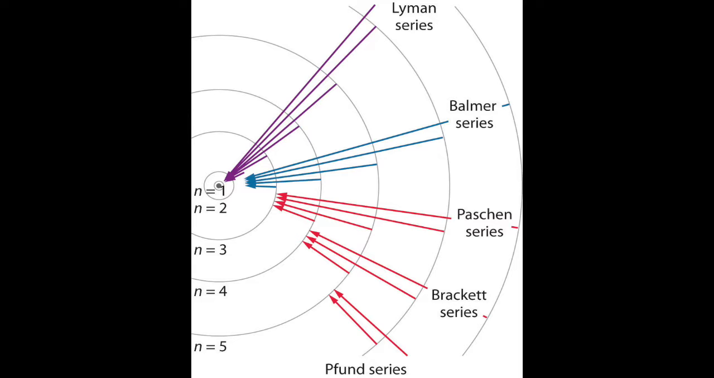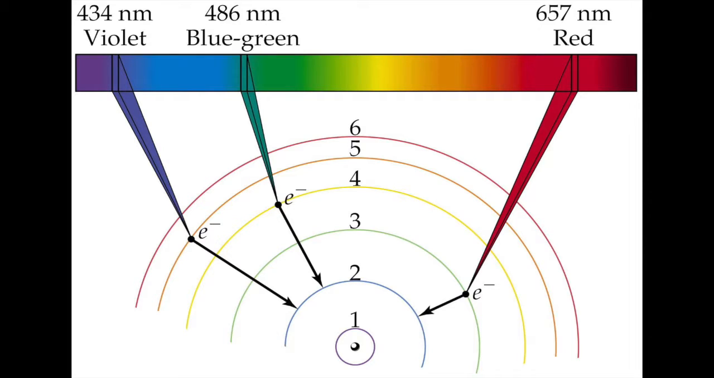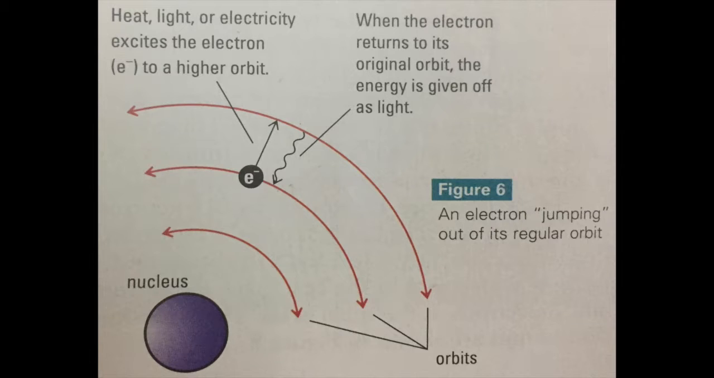When electrons are energized by heat, electricity, or light, they use this extra energy to jump out to a higher orbit. Figure 6. Figure 6, an electron jumping out of its regular orbit. Very, very important figure. Study Figure 6 carefully. We say they are in an excited state.